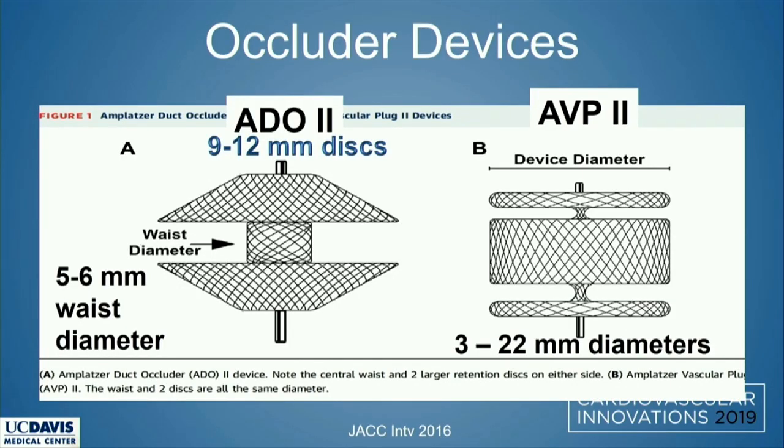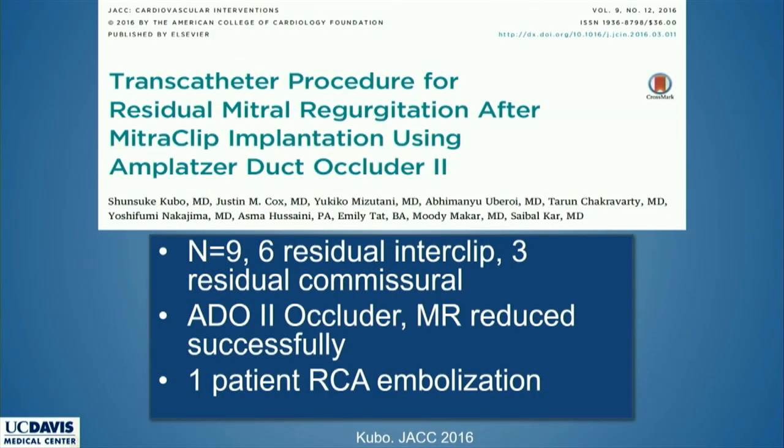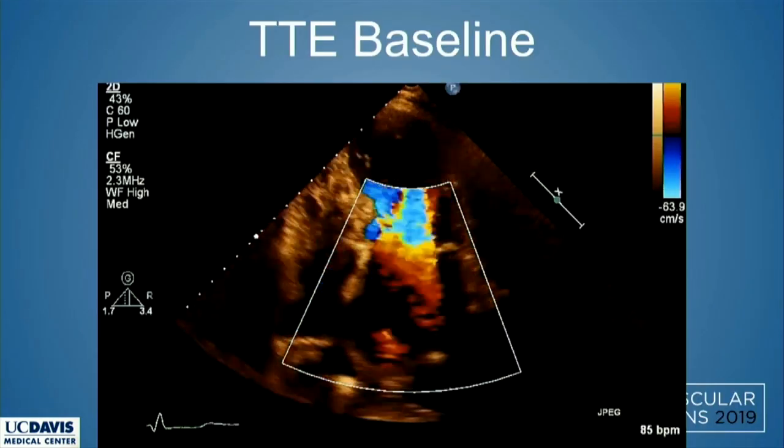And so there has been a lot of interest and a lot of publications with the use of ADOs and AVPs. Paul edited a textbook not too long ago, and there was a series of these type of cases published in it. There are pros and cons to using both of these. I'll tell you what our strategy usually is. There is some data behind it. This was published from Seibel, in a case series of N of 9. And of course, everything was fantastic, great results. There was one RCA embolization, but almost everybody had great MR reduction.